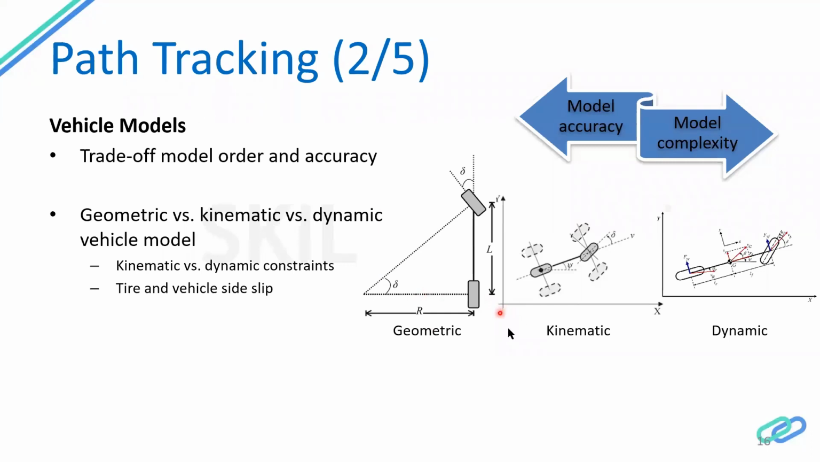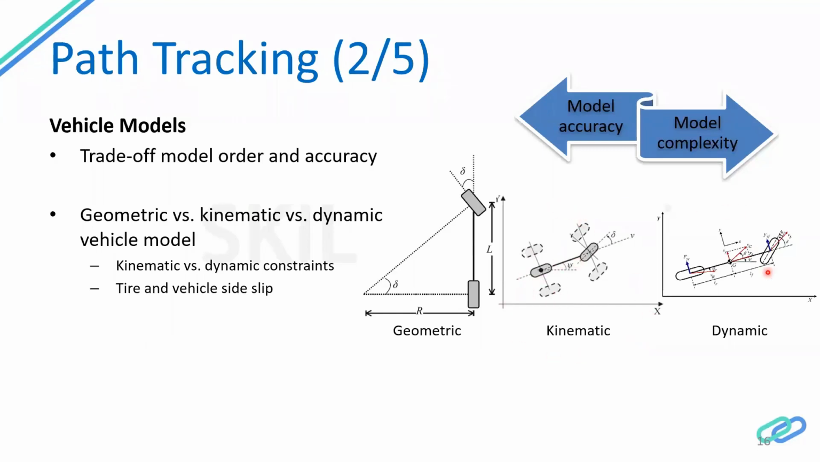Likewise, you could use a slightly more complex model, which is called a kinematic bicycle model of a vehicle, where again the four wheels of the vehicle are compressed into just a single wheel on the front axle and a single wheel on the rear axle. And here you look at the kinematic constraints of the vehicle in terms of what heading angle it can achieve, and then you come up with an algorithm to track the path or trajectory based on this kinematic vehicle dynamics.